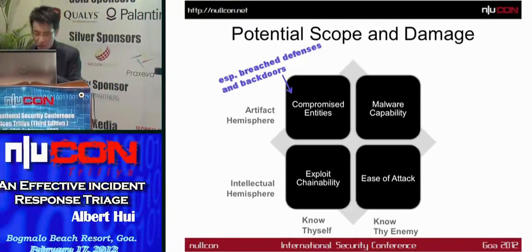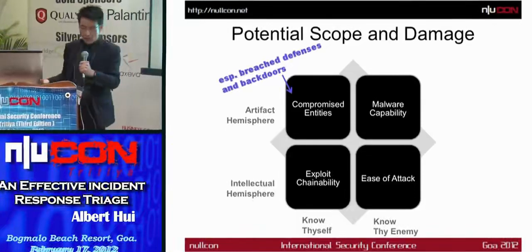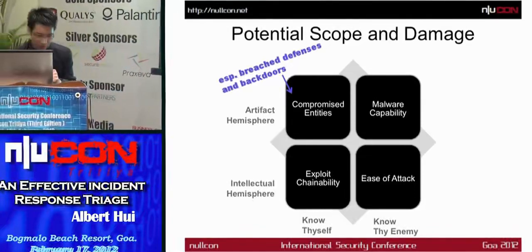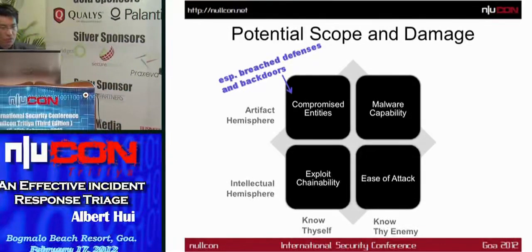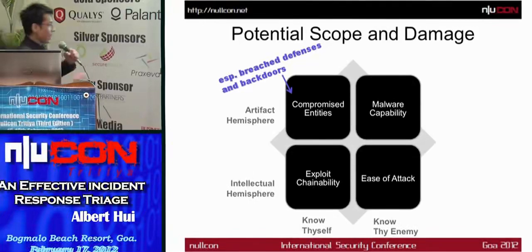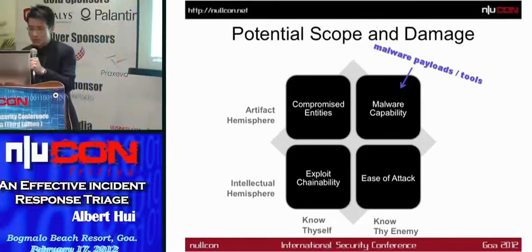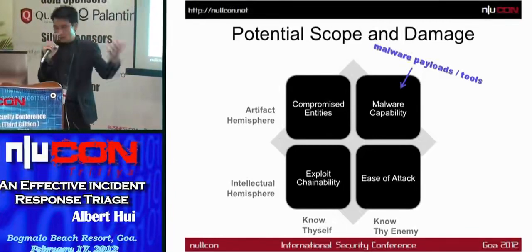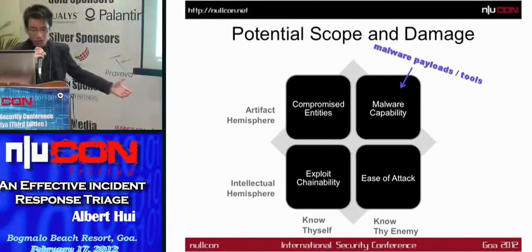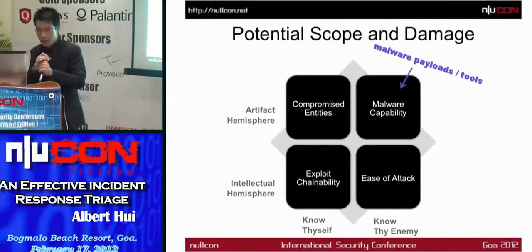Because if a defense has been breached, it implies that a similar attack can also breach your defense via the same method. And this would nullify the equation you put in your defense infrastructure. On the other hand, you have to consider the malware capability. And by malware, I don't mean just the PDF attachment. I also refer to the tools that have been used to attack you.